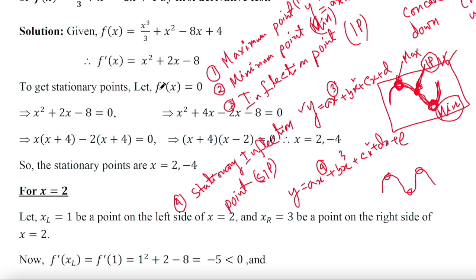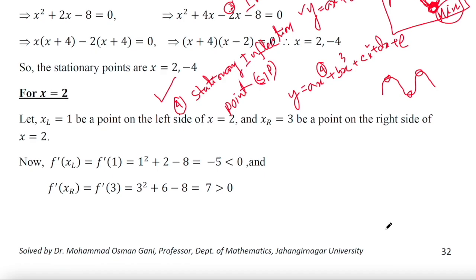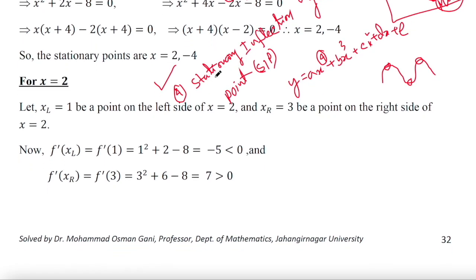And the fourth point, I said stationary inflection point. Stationary inflection point is a point that is a stationary point as well as inflection point. This point is a stationary point as well as inflection point. So what does it mean? It means here first derivative will be 0 as well as the curve will change concavity at this point.